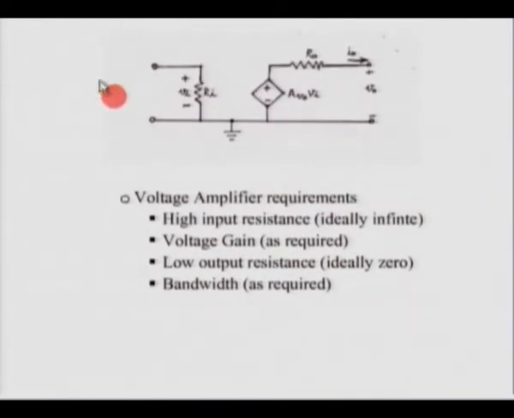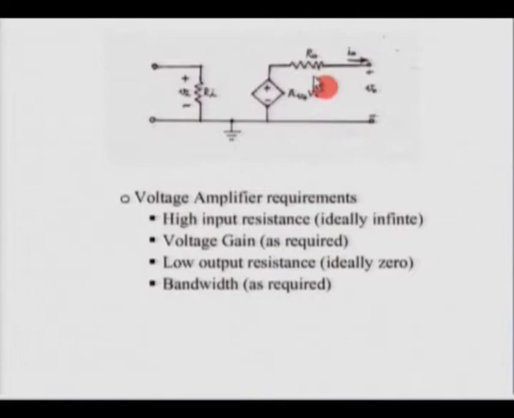We would connect an input to the voltage amplifier, and what we want is that the entire voltage should develop across Ri, which means that the input resistance Ri must be as high as possible. Ideally it should be infinite. The voltage gain could be as we require.